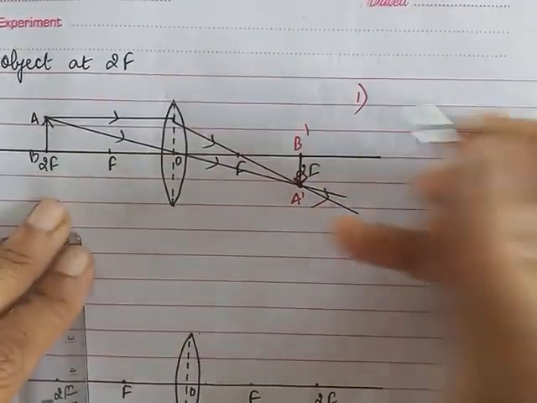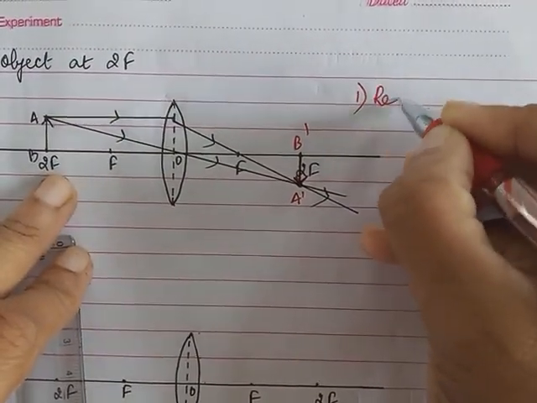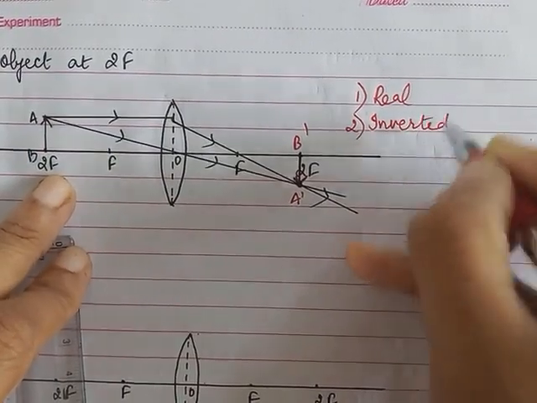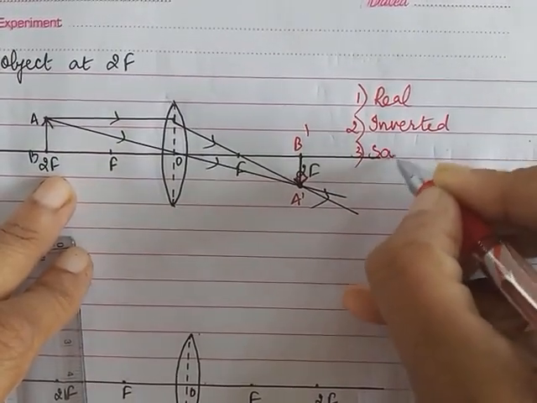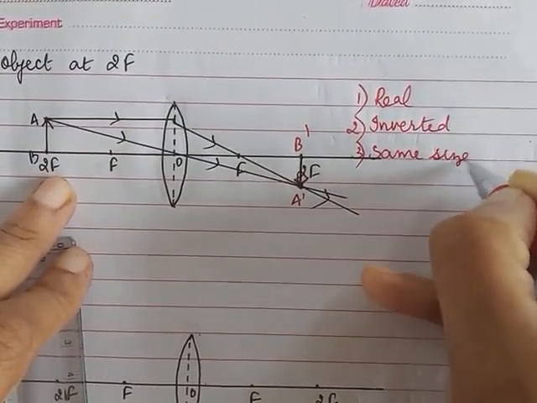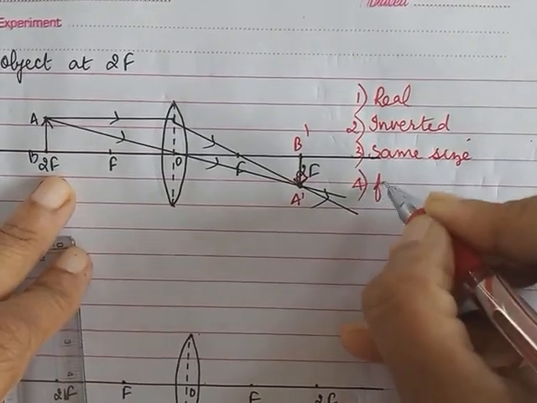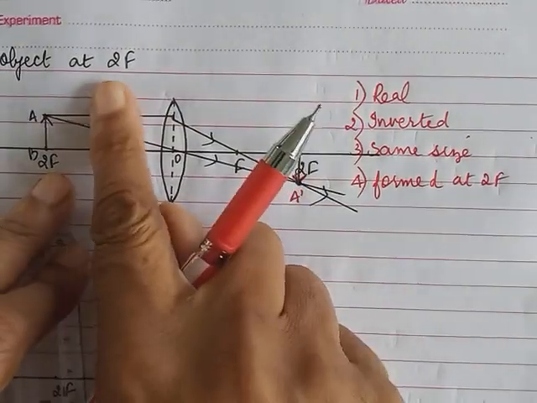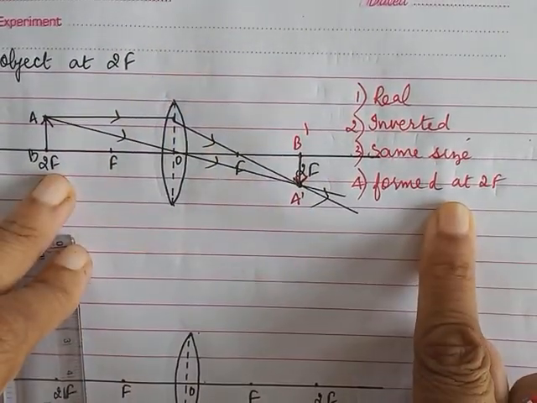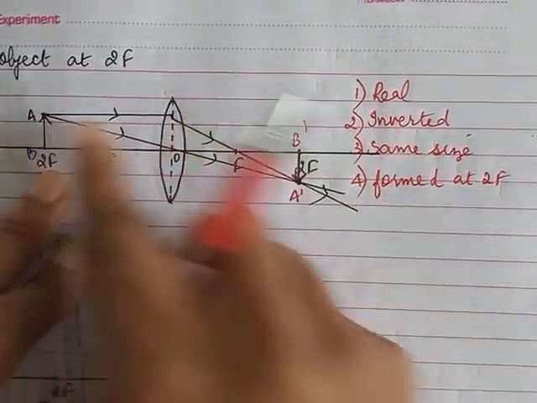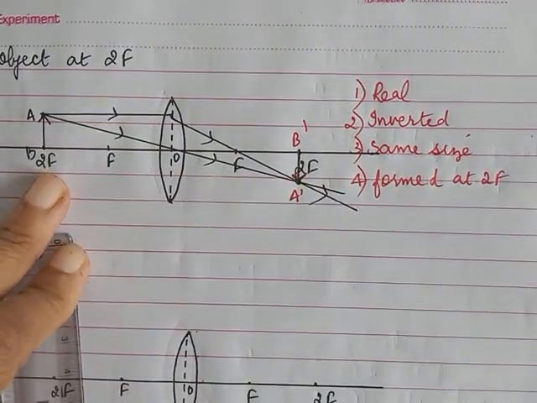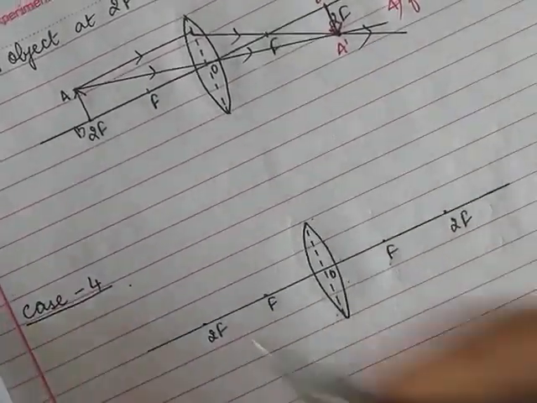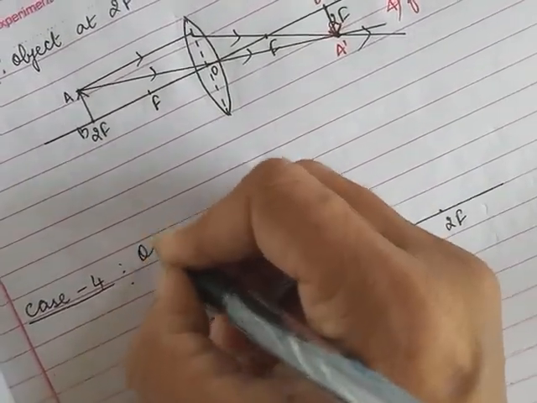Okay, so what are the characteristics? Real, inverted, image will be same size, image is same size, and fourth, formed at 2f. At 2f. So object is also at 2f, image is also at 2f. This is a very unique case and size is the same as that of object. Okay, next, object between f and 2f.